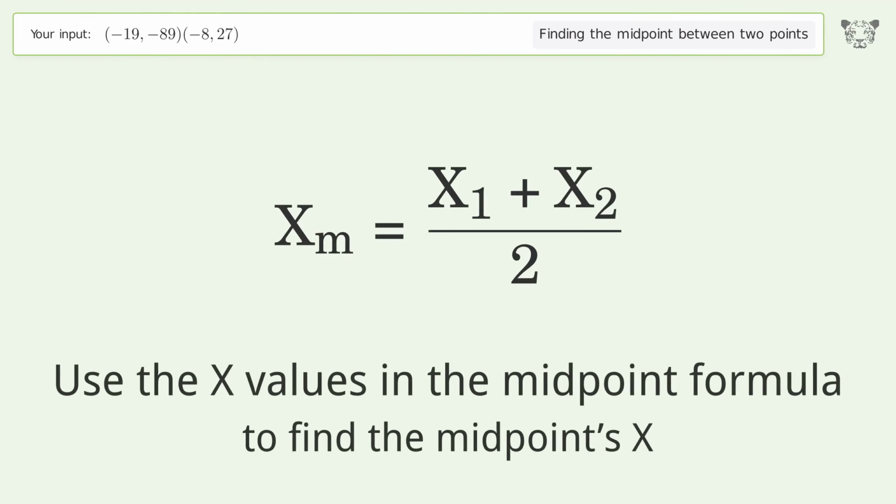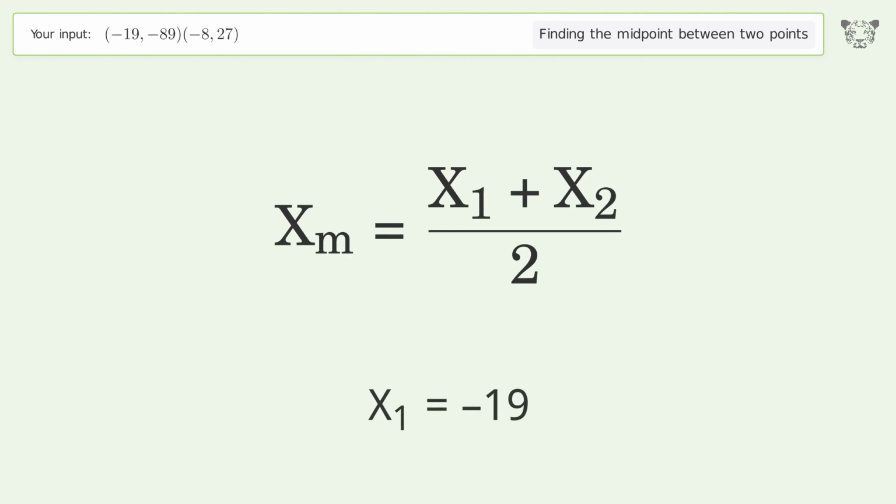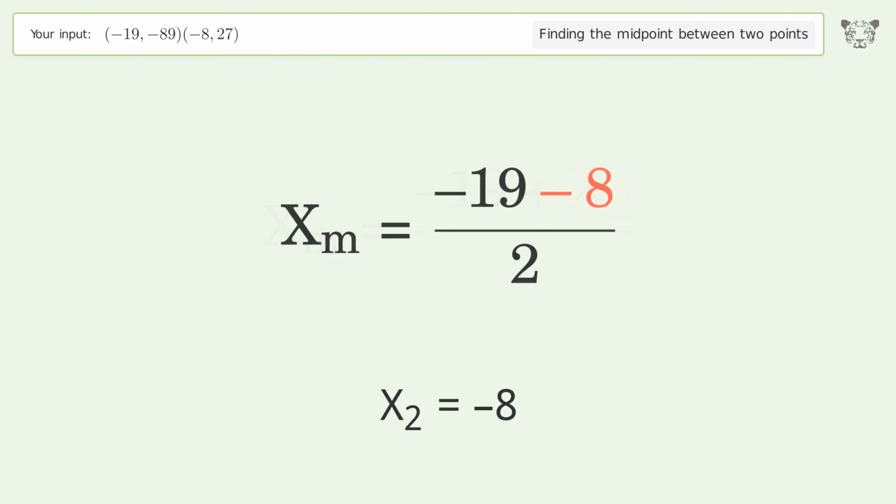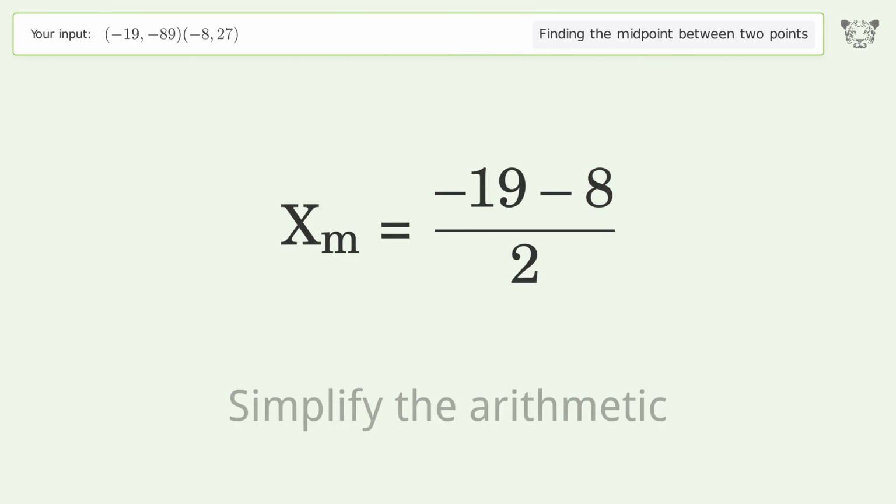Use the x values in the midpoint formula to find the midpoints x. x1 equals -19. x2 equals -8. Simplify the arithmetic.